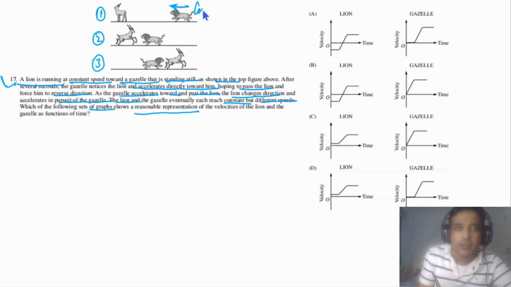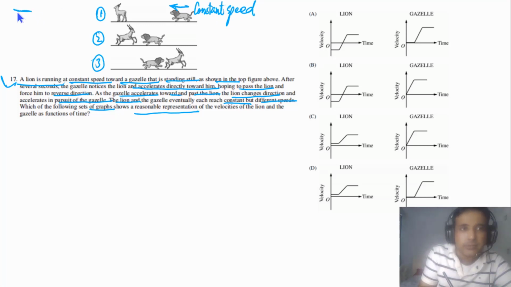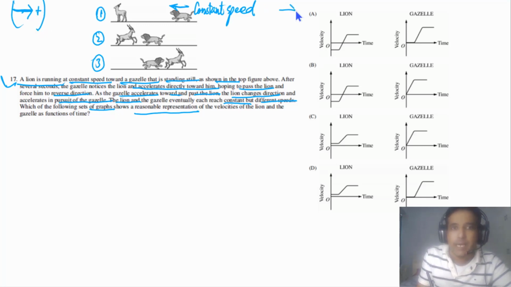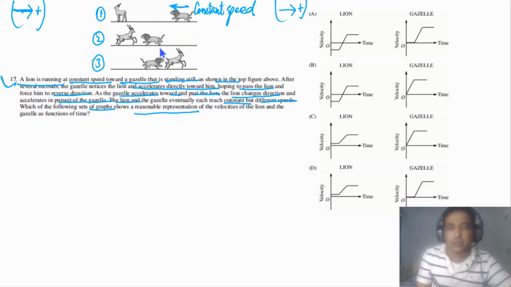And the speed of the lion is constant. So we can write down: speed of lion is constant speed, and it is moving to the left. As in this question, it is not given to us which direction we have to take positive. So by convention, in this case, we will be taking to the right as positive. So initially, as lion is moving to the left, its initial velocity has to be negative.